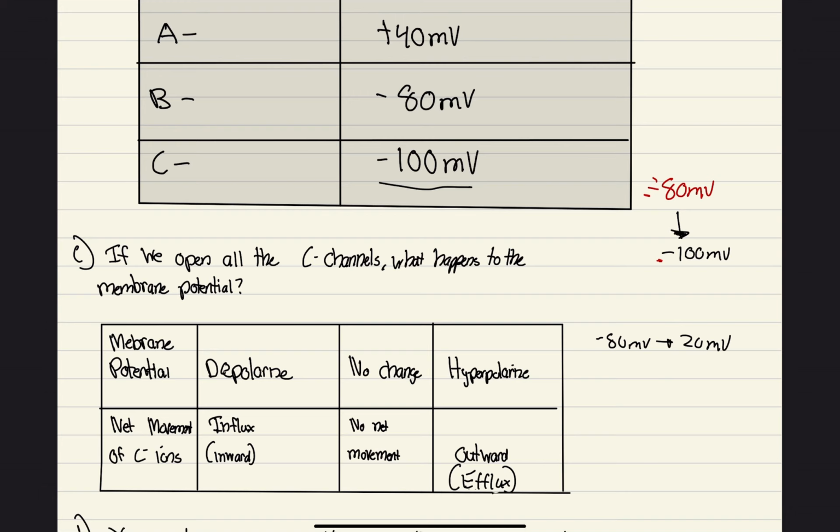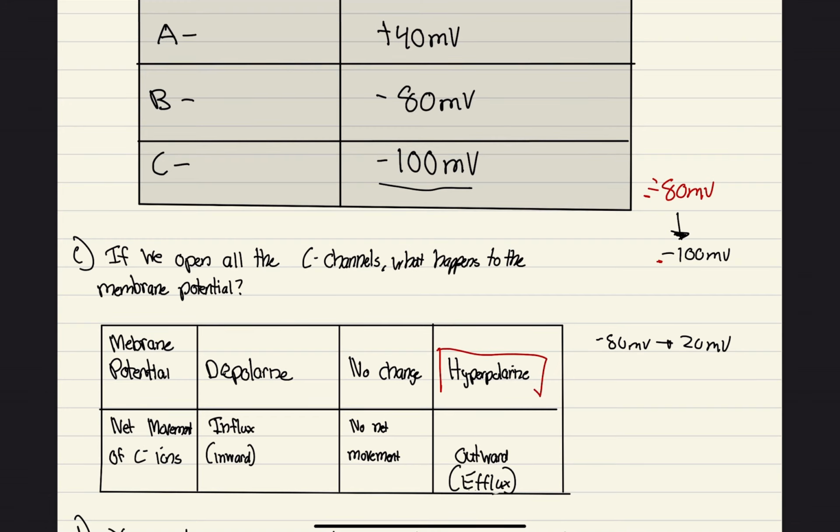Hyperpolarized means we're getting lower, right? The voltage is going lower, which we are, from -80 to -100. We're going lower. So this is true. We're hyperpolarizing. What's the net movement of C ions? Which way is it going?